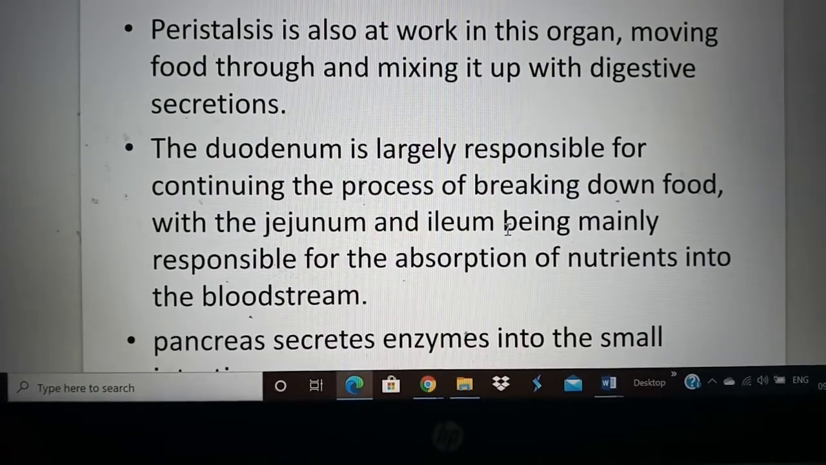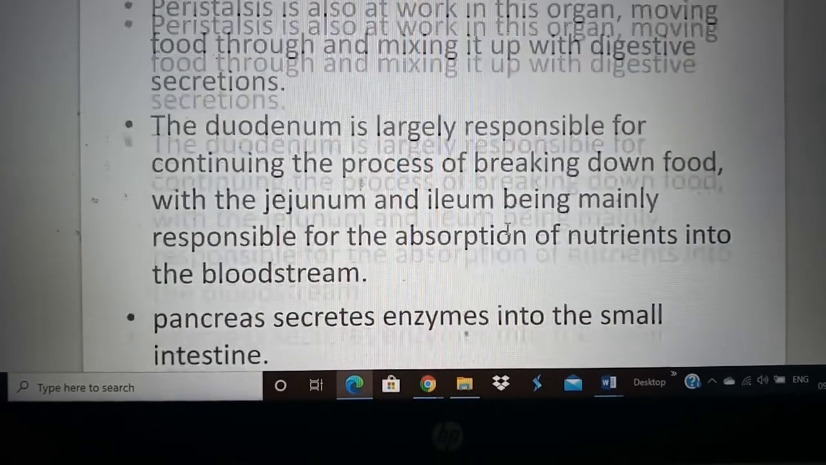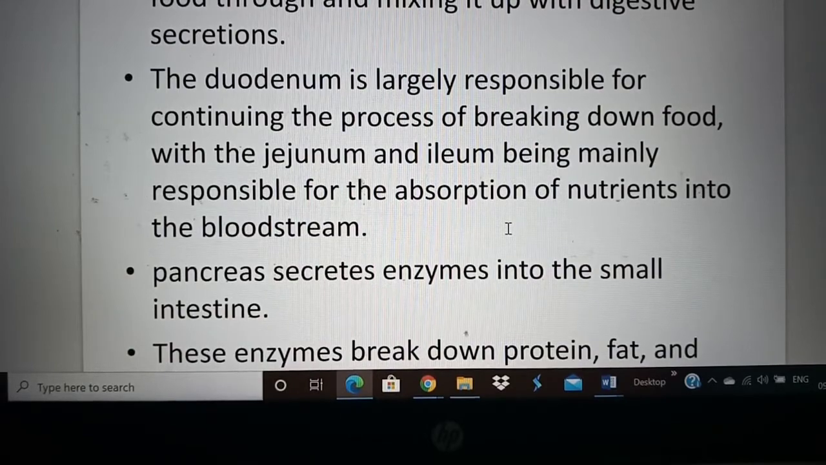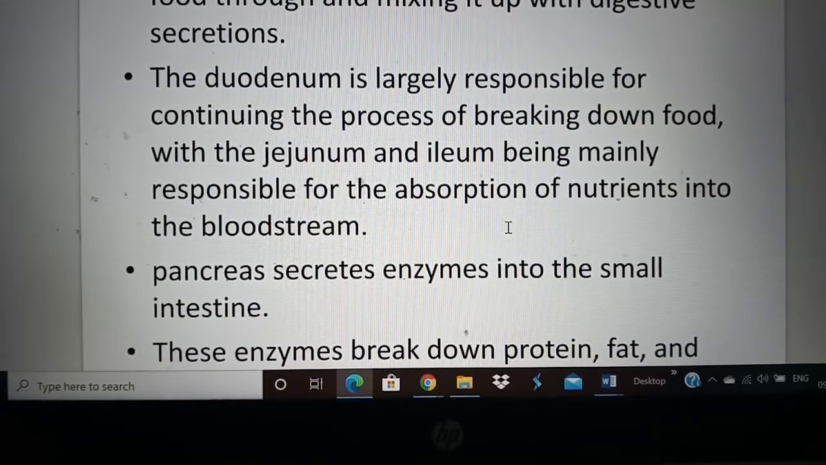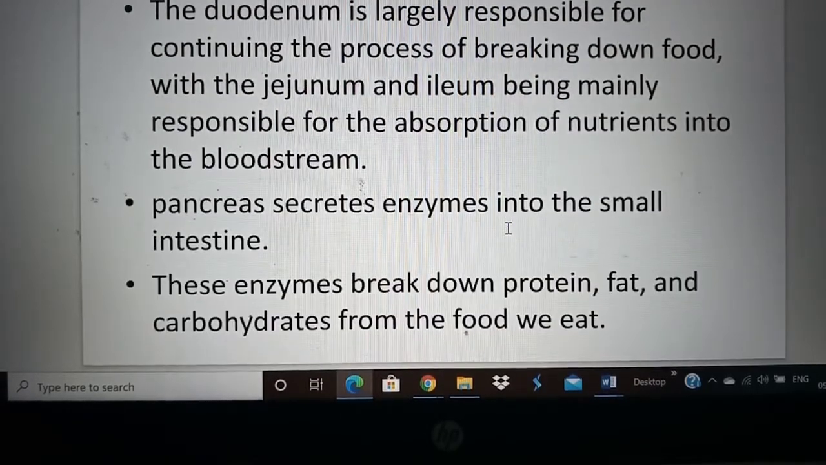Peristalsis is also at work in this organ. It moves the food through and mixes it with the digestive secretions. The duodenum is largely responsible for continuing the process of breaking down the food, with the jejunum and ileum being responsible for the absorption of nutrients into the bloodstream.